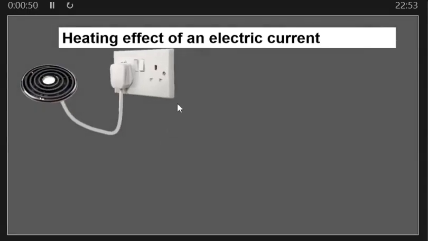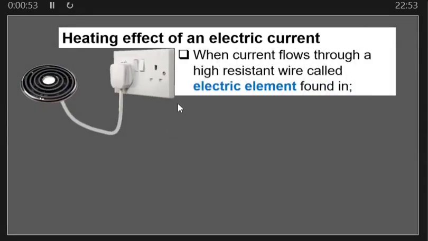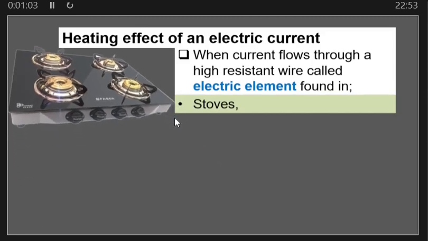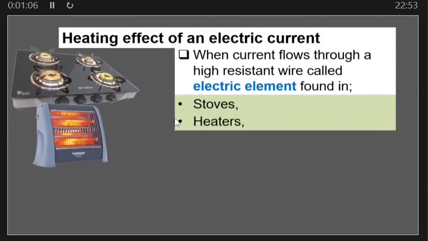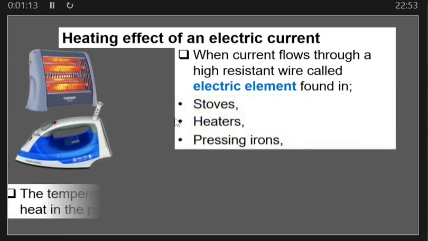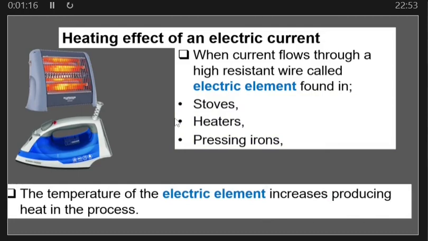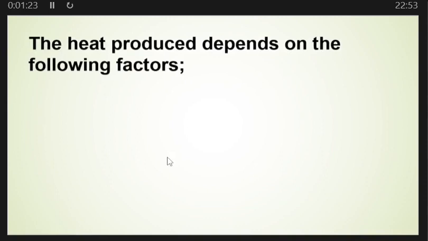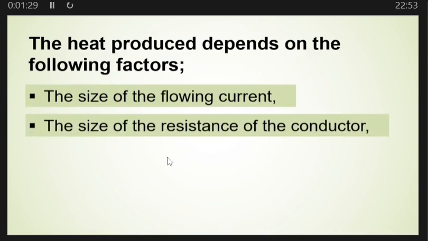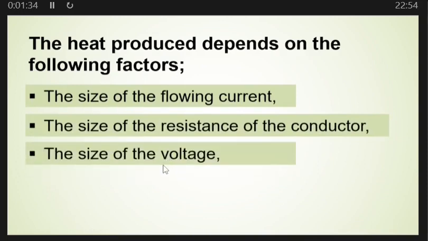When current flows through a high resistor wire called an electric element, found in stoves, heaters, and pressing irons, the temperature of the electric element increases, producing heat in the process. The heat produced depends on the following factors. Factor number one, the size of the flowing current. Factor number two, the size of the resistance of the conductor. Then factor number three, the size of the voltage.